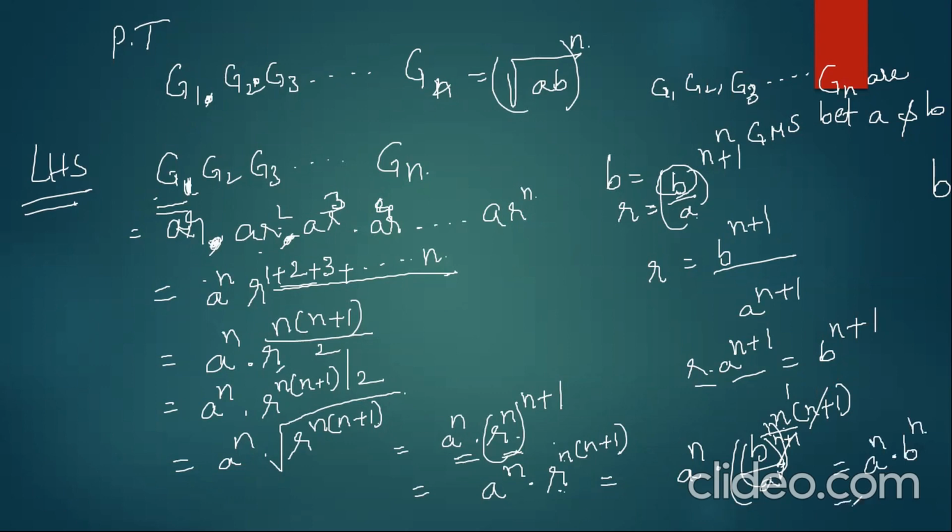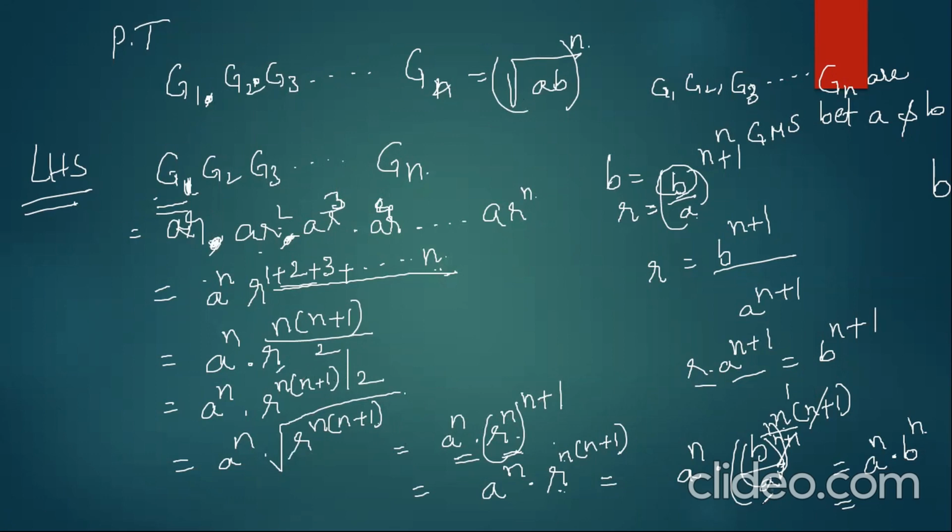Yes, this is nothing but a power n into b power n. A power 1 by n, no? A power 1, a power 2, a power 3, up to a power n, so a power n into 1 plus 2 plus 3 up to n, okay? So here, what do you get? Here, because it is under root, no? So we are getting a power n into r power n plus 2.